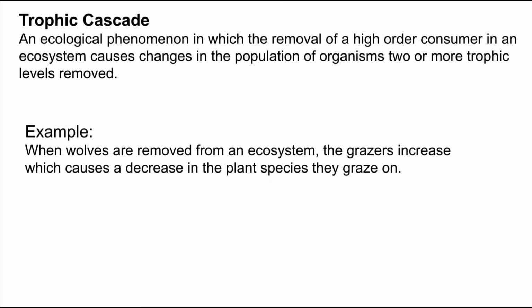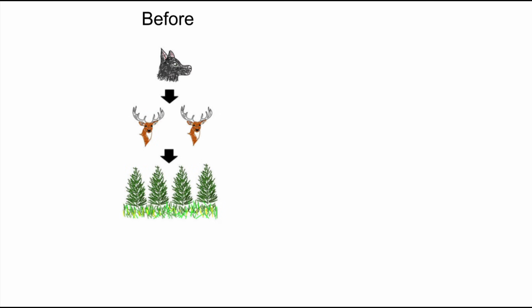So, for instance, if you remove wolves from an ecosystem, the grazers increase, which causes a decrease in the plant species they graze on. This is exactly what happened in the American West. The ranchers didn't like wolves, so they took them away. If you look at pictures that were taken before, and there weren't a lot of them because of when it happened, but before you remove the wolves, the West looked very different than it does now. It completely changed the ecosystem through this trophic cascade that we're going to walk ourselves through right now. So before, when the wolves are present, the wolves put pressure on the elk population.